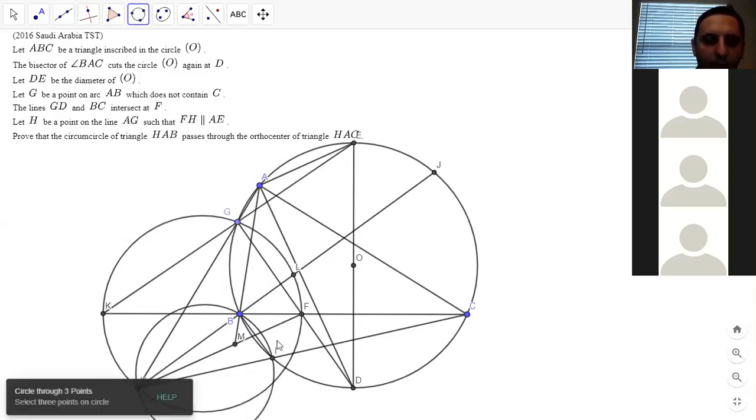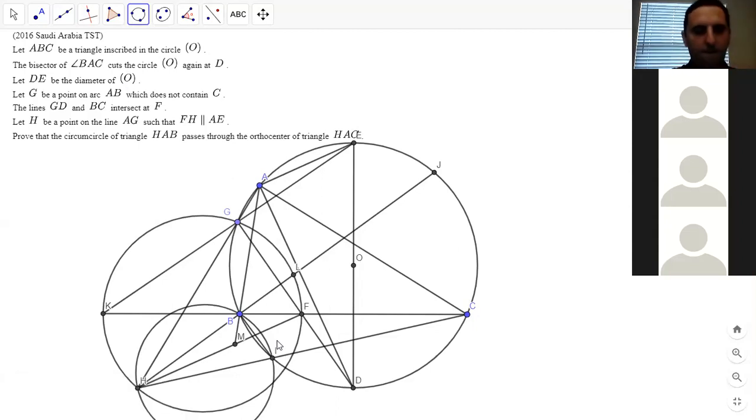Or do you have an idea how to do it, or that's just kind of what you were thinking? Yes. Angle BMH is equal to angle BAE. Okay.